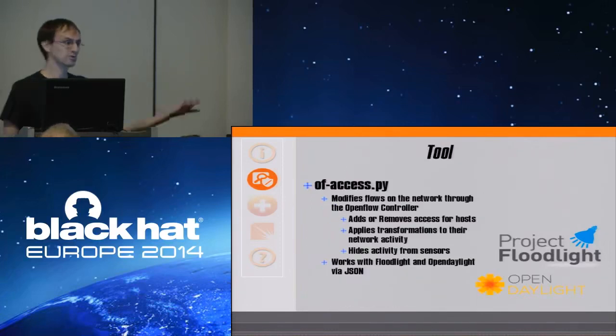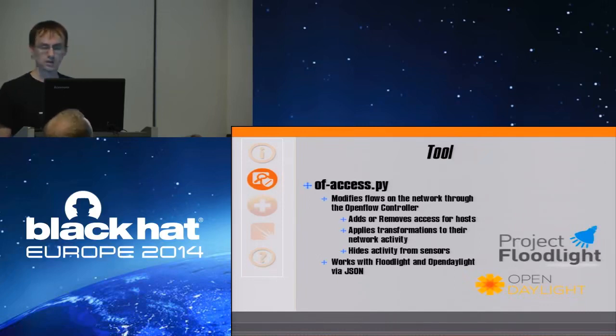Now, the next tool, of course, as I typed in it earlier, OFAccess, modifies flows on the network through the OpenFlow controller, adds or removes access for a host, applies transformations to their network activity. I won't be doing that today, but it actually allows you to write your own flow rule in there, make changes to whatever you want in those 12 fields. And it also allows you to remove mirroring, right, to hide activity from sensors, put in those blind spots. Works pretty much the same way as OFMap. That's our OFMap. Works with Floodlight and Open Daylight via JSON, auto detects, alternate ports, put the credentials in there if you need to.